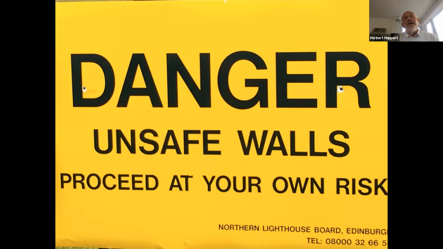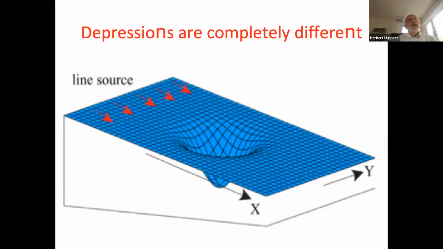I went on a holiday before the pandemic in northern Scotland, and I couldn't resist taking a photograph of this sign: danger, unsafe walls, proceed at your own risk. There wasn't a problem in northern Scotland because the volcanic activity there died away many tens of millions of years ago, but there are areas around the world where it is.